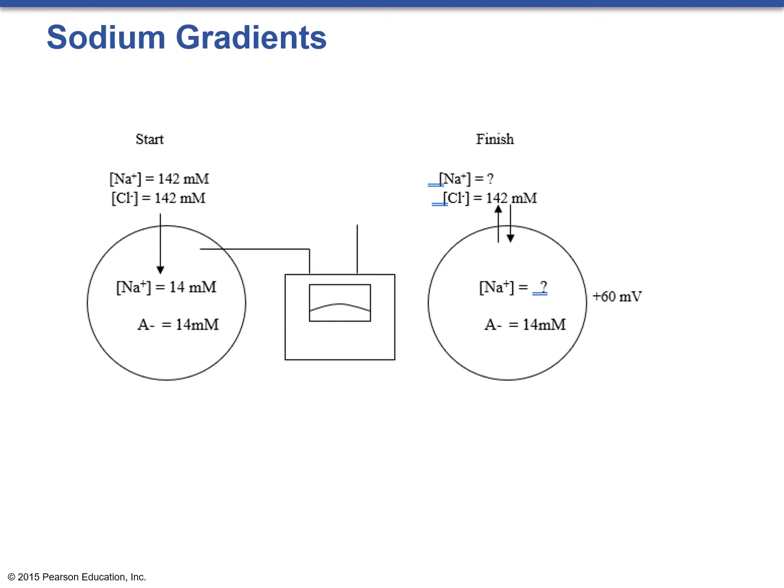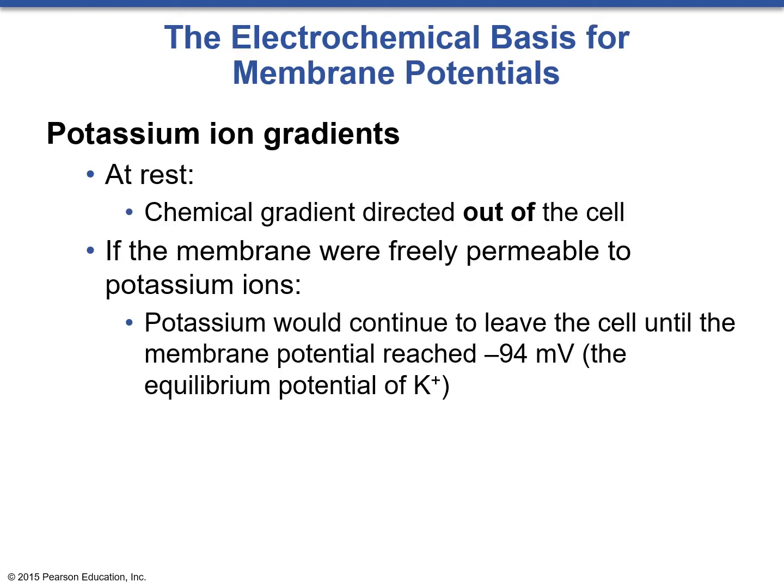Now I want to talk specifically about potassium, and we're going to remove sodium from our minds for a moment. At rest, remember that there's a lot of potassium that is inside the cell. So that means the chemical gradient is directed out of the cell. Again, using the laws of diffusion, that diffusion gradient is going to go from high to low concentration. So from inside of the cell to outside of the cell.